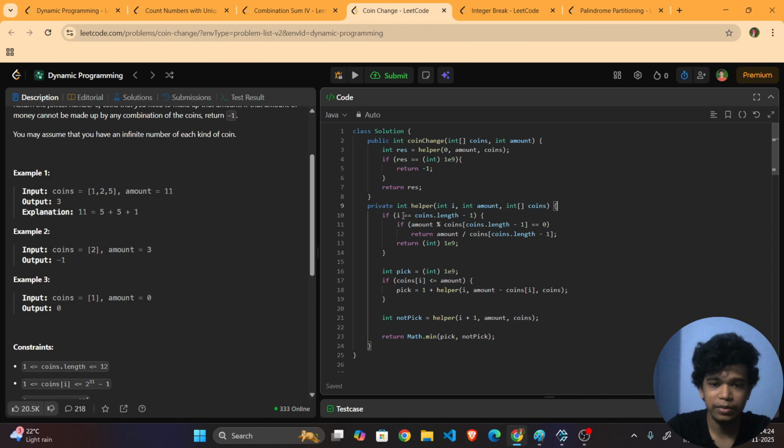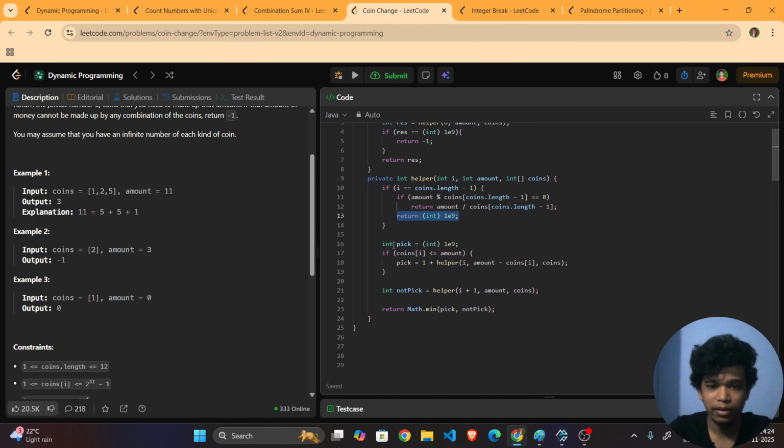Now I'm checking whether my index is standing at the last index. If it is so, then what should I do? I'll just check whether the last index element divides the amount successfully. If it is dividing the amount successfully, then just return amount divided by the last index value. That's it. Or else just return infinity.